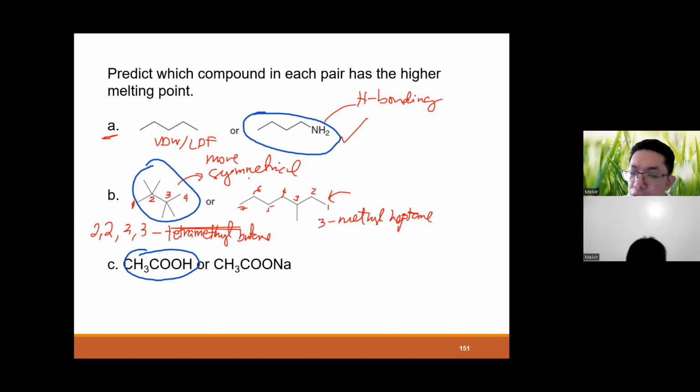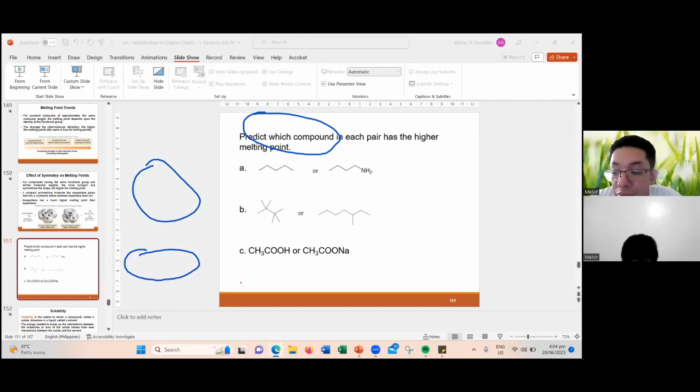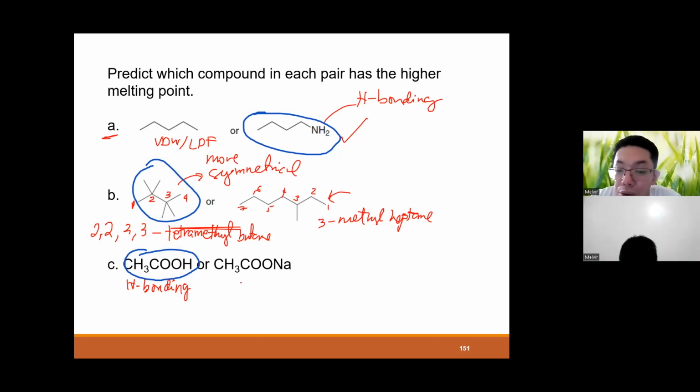How about letter C, Josh? Why does acetic acid have the higher melting point versus sodium acetate? Why is the boiling point of acetic acid higher than sodium acetate? Hydrogen bonding. Right, hydrogen bond. So this one has hydrogen bonding. What is in sodium acetate? What exists in sodium acetate? It's polar. Not just dipole-dipole in sodium acetate. Ionic. Correct.